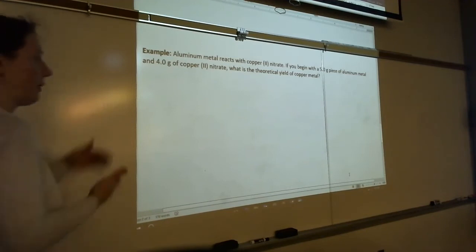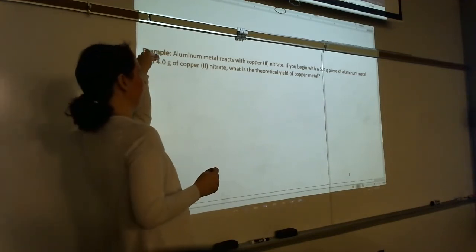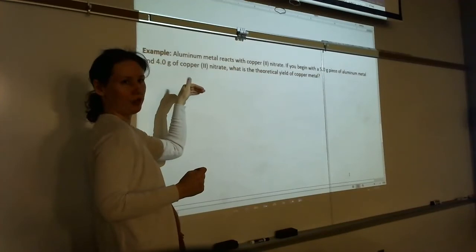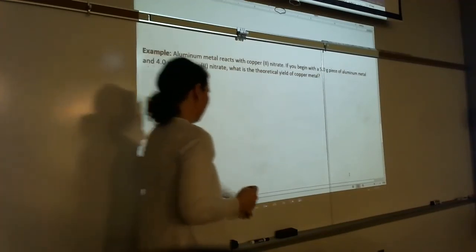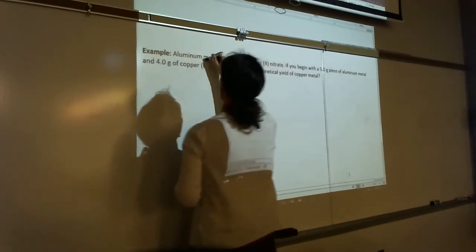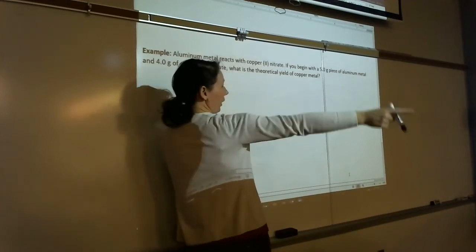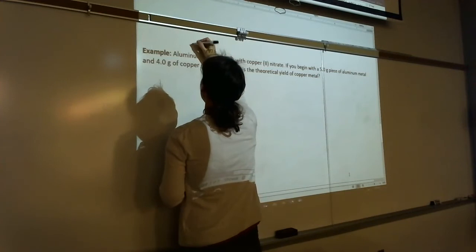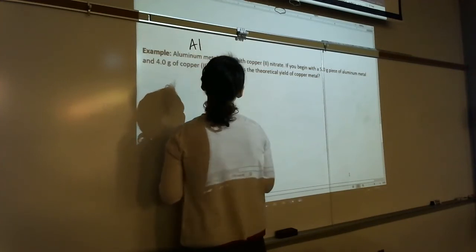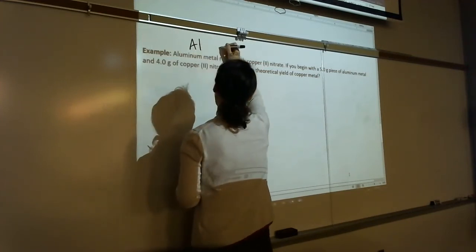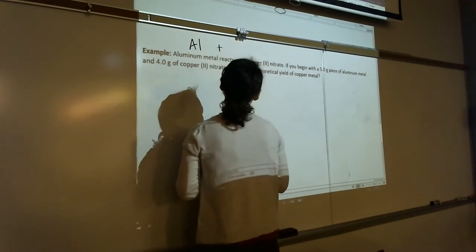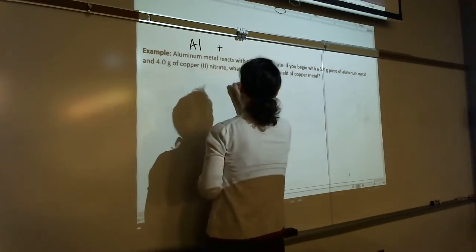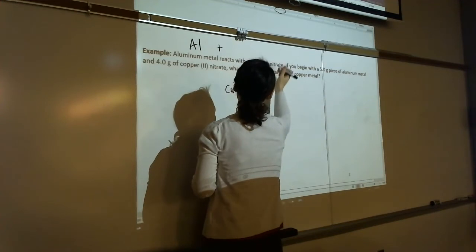First thing, to make sense of our problem, we need to have an equation, right? Let's translate this into an equation. So aluminum metal, when you see the word metal, you think periodic table, right? So aluminum metal, that's just plain old Al. What's the formula for copper 2 nitrate? Copper 2, that's Cu2+. Nitrate, what's that?